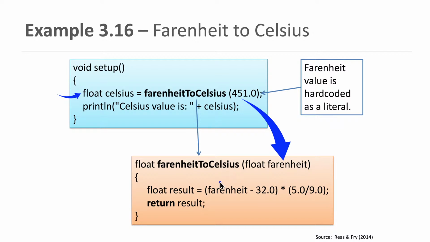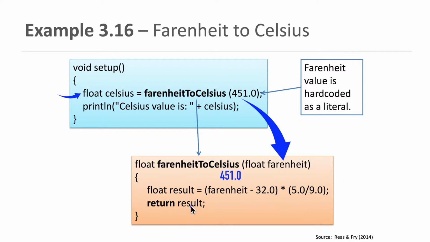So then inside of here, we are saying 451.0 minus 32, work out that answer, then multiply it by 5 divided by 9, and the answer you get, you want to put into result. Result is a local variable. It's created at this moment in time, and it's initialized to be this value.